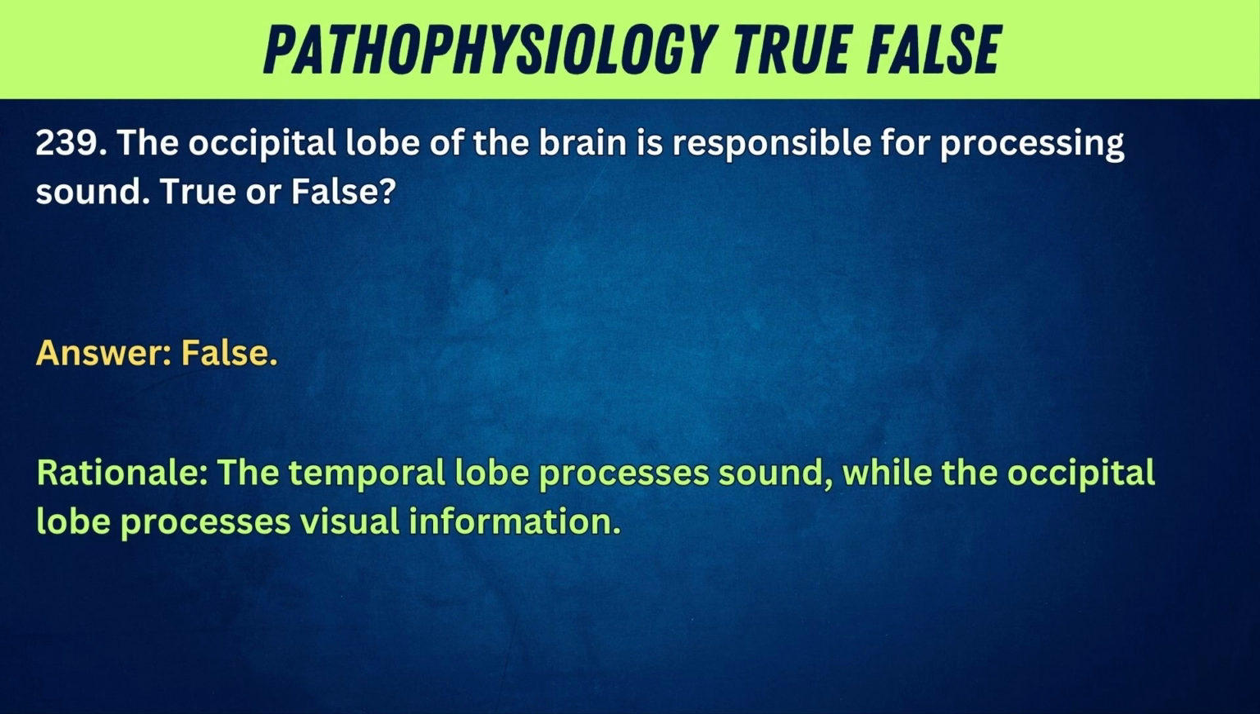239. The occipital lobe of the brain is responsible for processing sound. True or false? Answer: false. Rationale: the temporal lobe processes sound, while the occipital lobe processes visual information.